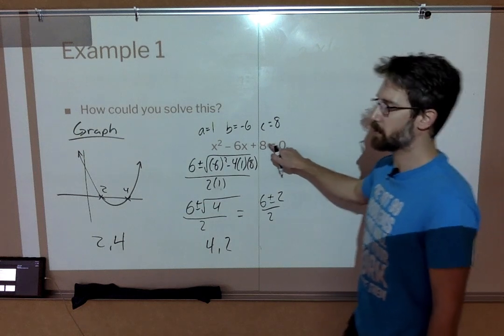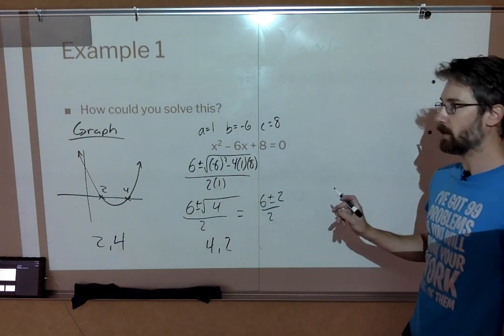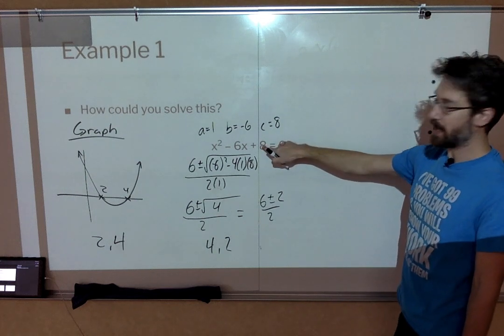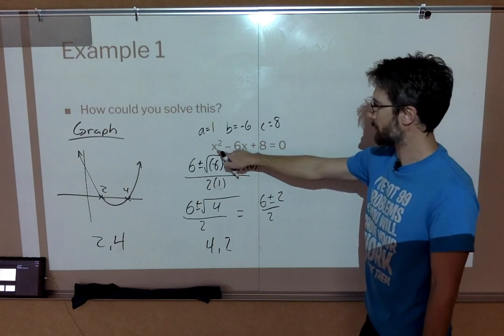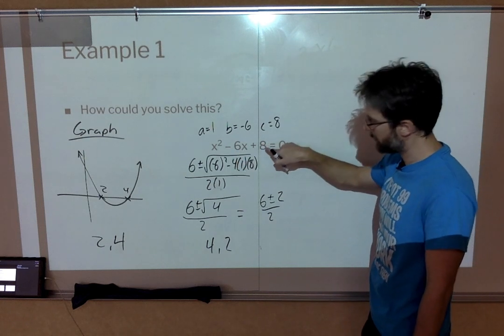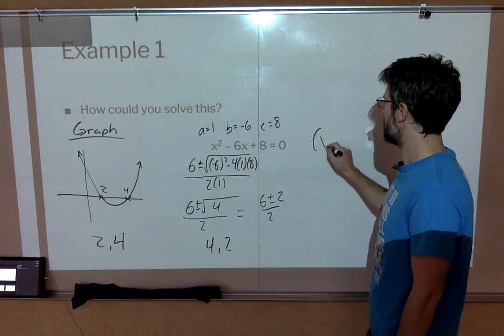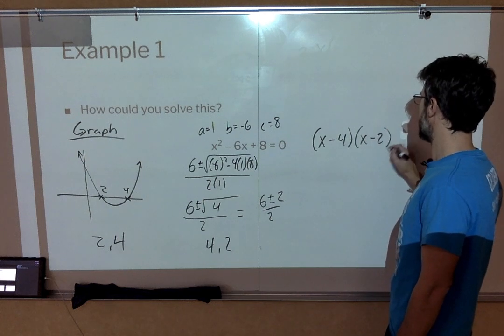What we're going to be focusing on is the third option here that is actually quicker if you know what you're doing. Factoring. So what is the factored form of this? X squared minus 6x plus 8. I want numbers that multiply to 8 but add to -6. So x minus 4 and x minus 2.